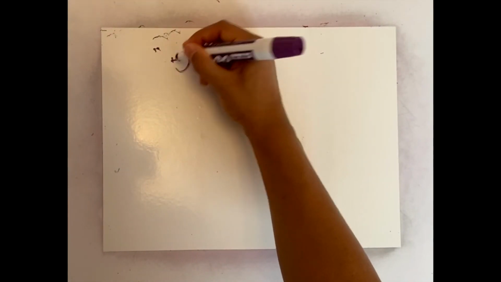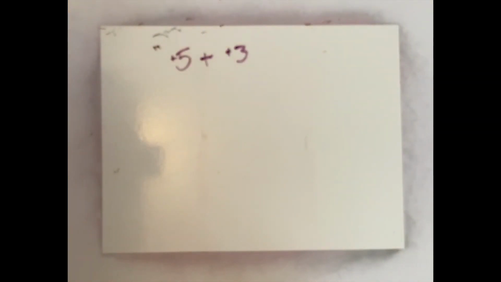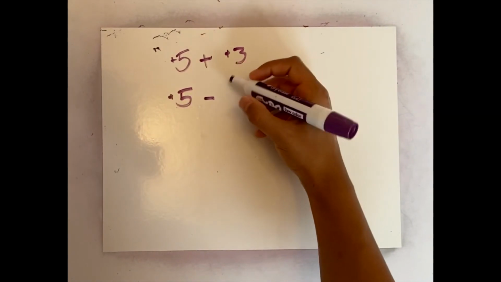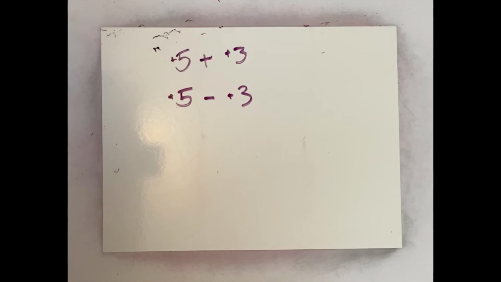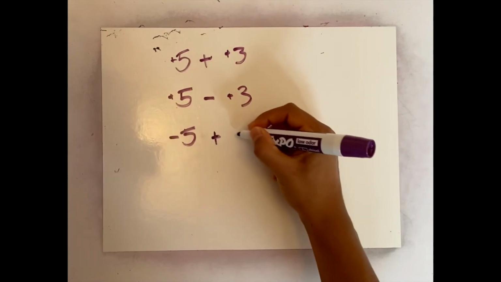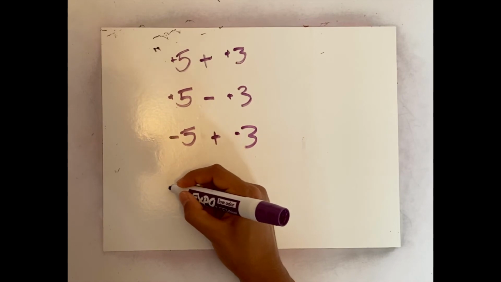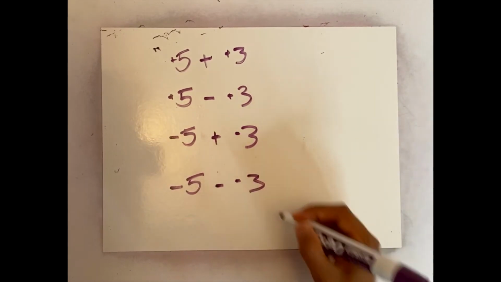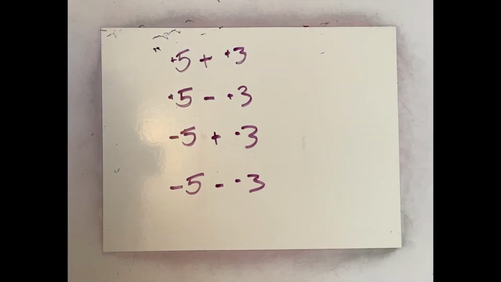Okay, so I'm going to write out a few examples, and I'll show you how to use this tick-tick method. So, positive 5 plus positive 3, positive 5 minus positive 3. Then we're going to have negative 5 plus negative 3 and negative 5 minus negative 3. So, with the tick-tick method, you basically can change subtraction signs to addition signs, or addition signs to subtraction signs. It really depends on what you're doing if you use the tick-tick method, but I'll show you how to do it if you want.